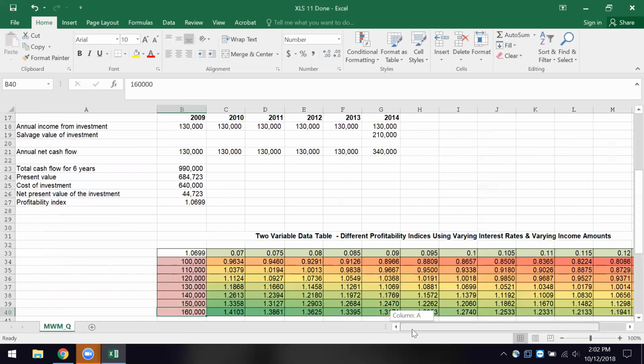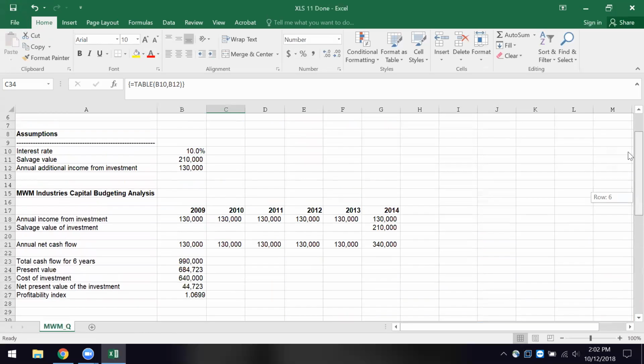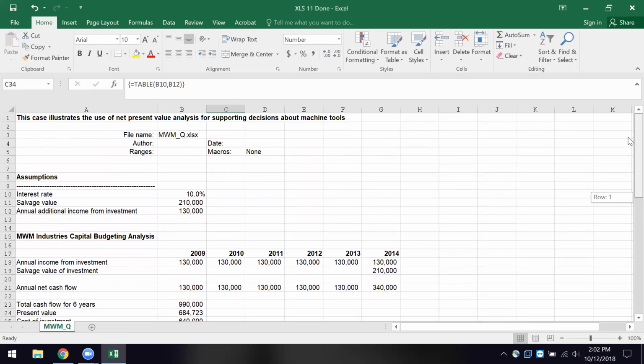Now, one of the ways I can test to see if I've done the data table correctly is I would just simply highlight this whole thing, okay? And then I'm going to invoke the data table, all right? I'll show you right here. This is the table, okay? And here we're using the table function, and we're using B10 and B12, okay?